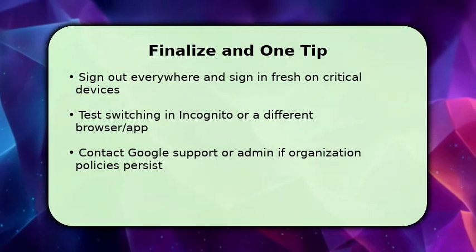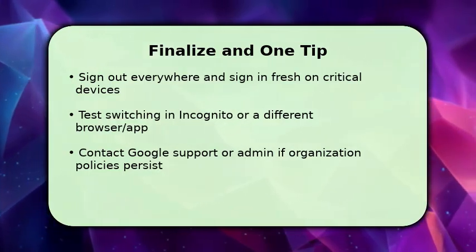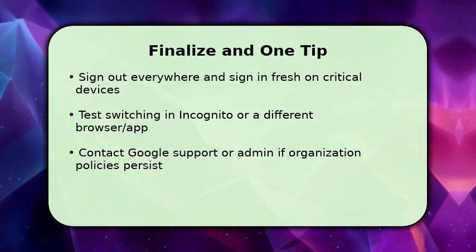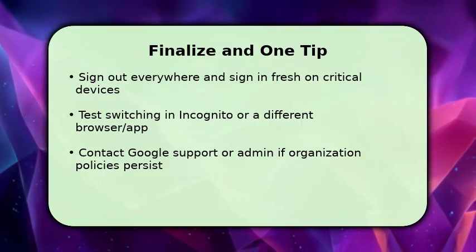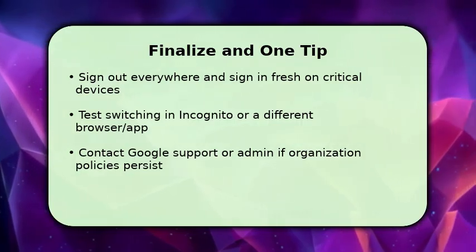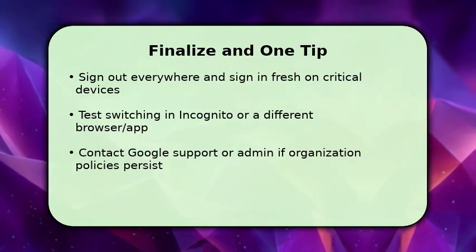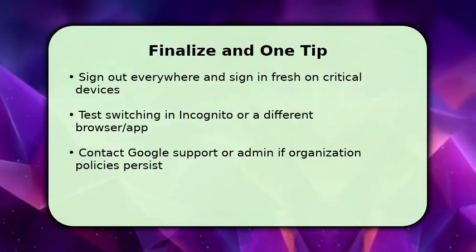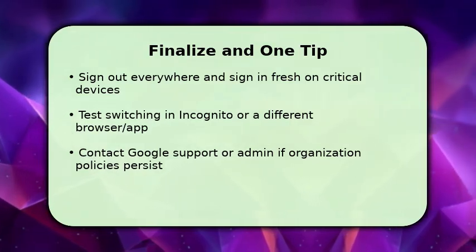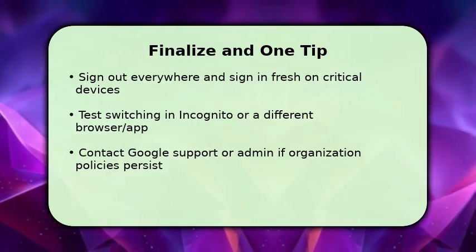To finish, sign out of all devices or choose sign out of all sessions in account security, then sign back in on your main device. This forces token regeneration. Test account switching in an incognito window or a different browser or app to isolate the problem. If switching works there, migrate settings back gradually. If none of this helps, contact Google support or your admin. Organization policies or account flags may require backend changes. One key tip: always test in a clean session to rule out cache state issues.